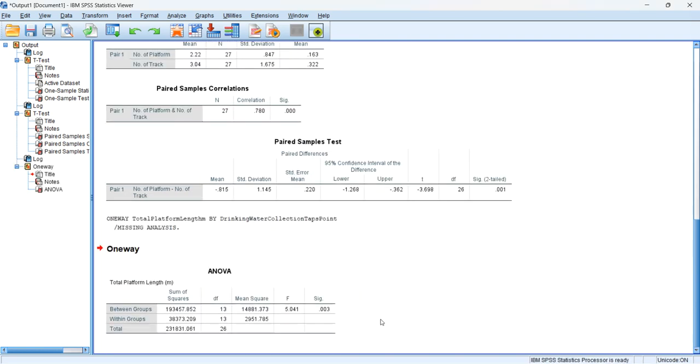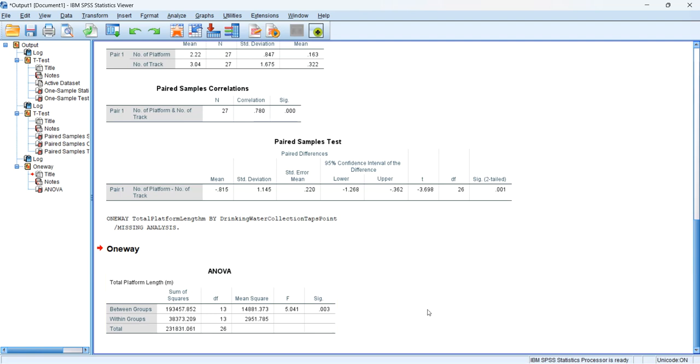You can see that the value is 0.03, meaning it is statistically significant, meaning there is a relationship. If it is a longer railway station, there is a probability that the number of drinking water taps will be more. That is equal distribution within a certain distance. It is usually divided.